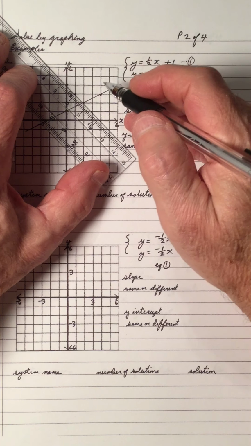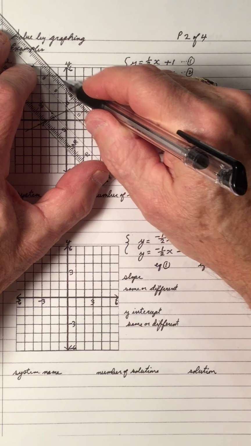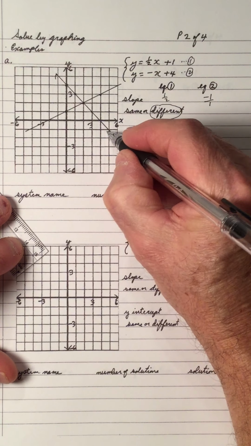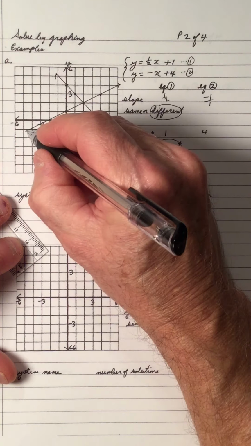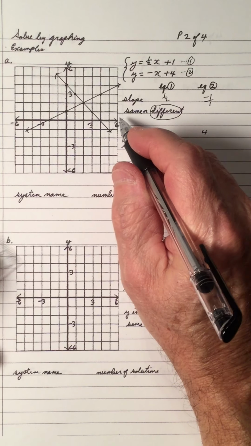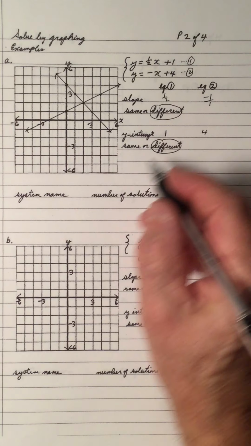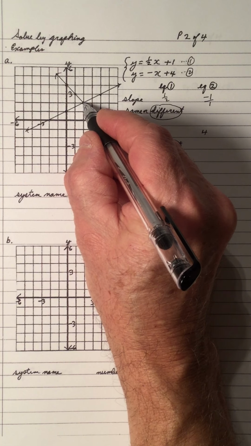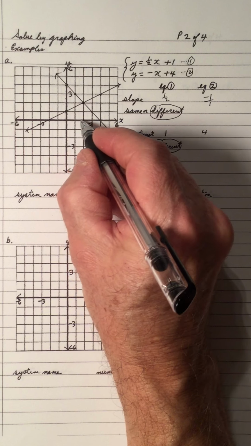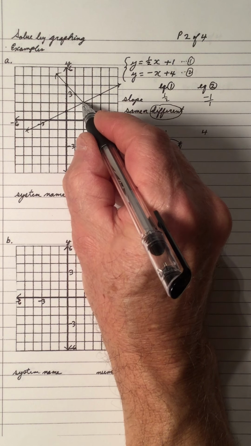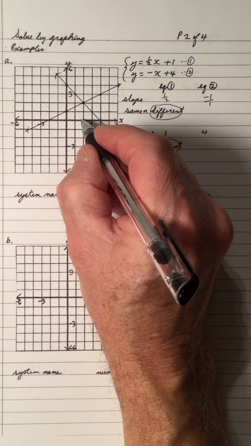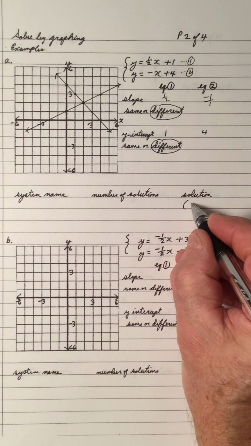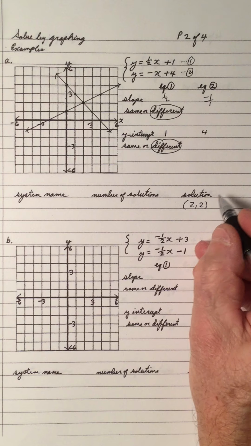Draw arrowheads on the end of the line because it keeps on going. And notice the lines intersect right here. So that's the point. x is 2 and y is 2. If you go down here, you get x is 2. If you go across here, you get y is 2. So the solution is (2, 2).